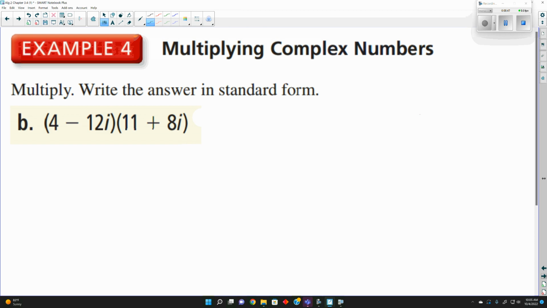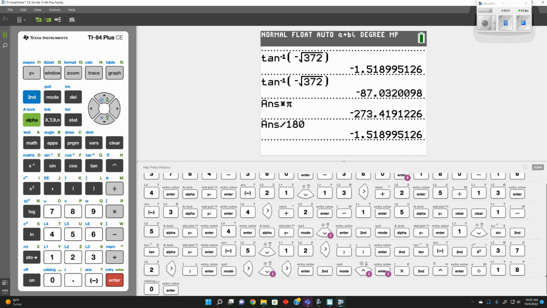4 minus 12i times 11 plus 8i. Now we can type this into the calculator. I ignore everything above that line I just typed in. That was from the previous class.